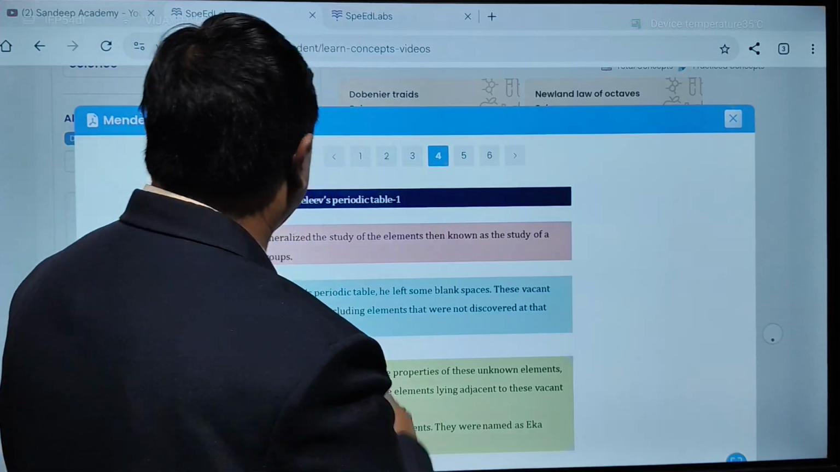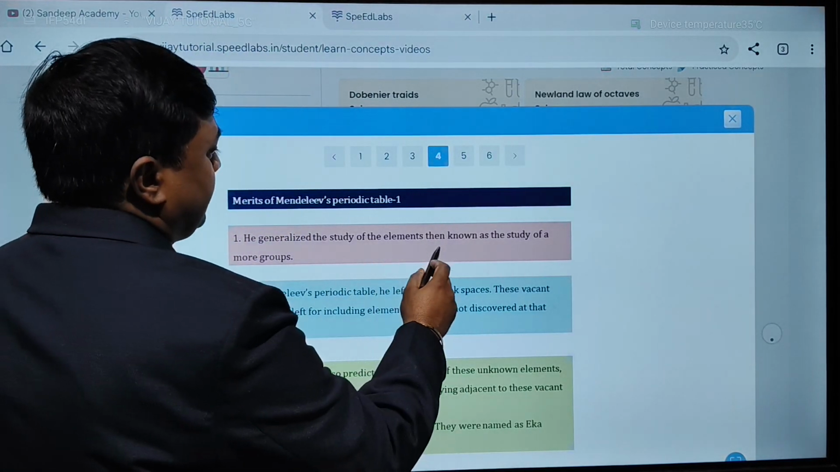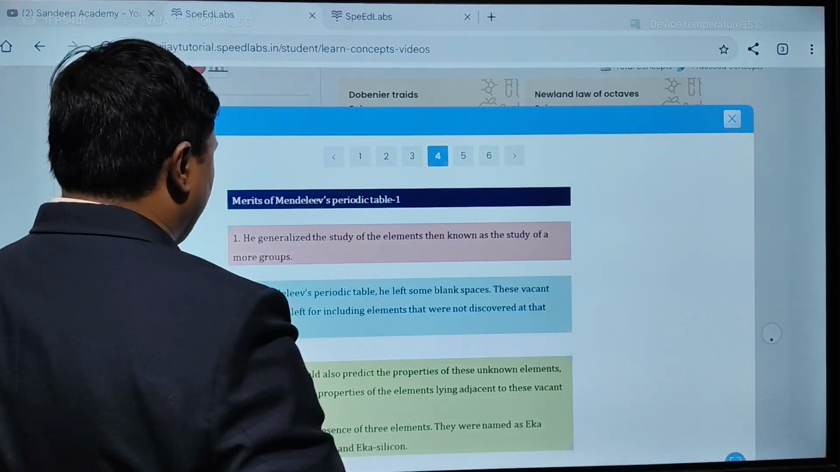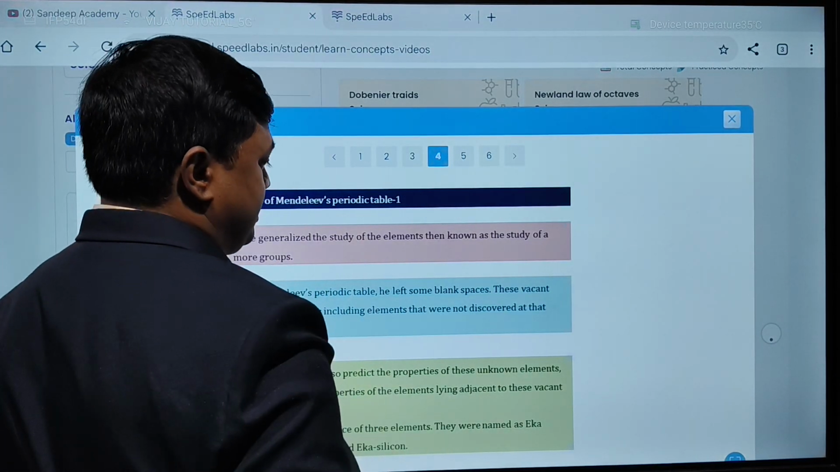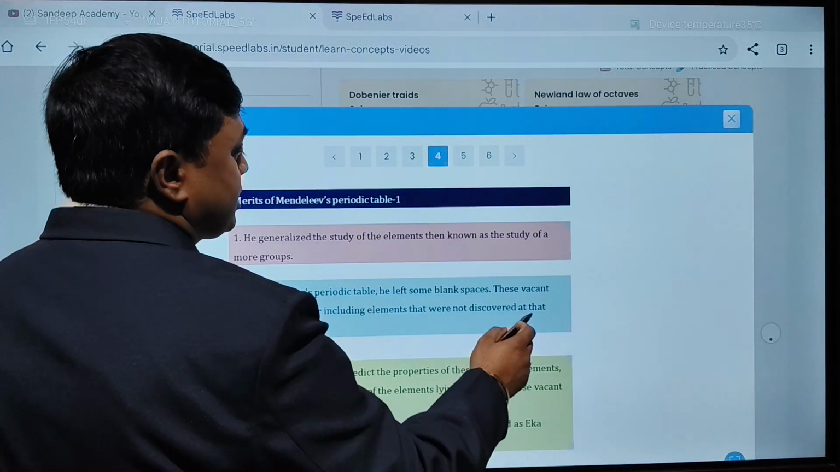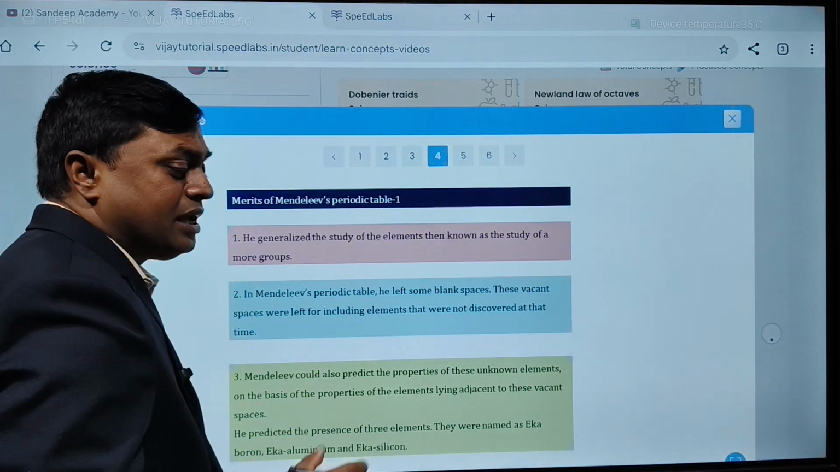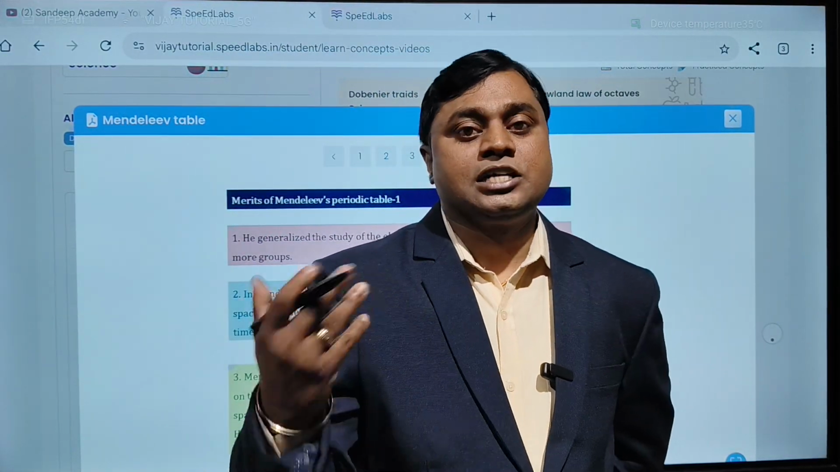Now, when you talk about the merits of Mendeleev's periodic table, he generalized the study of elements then known as the study of groups. In Mendeleev's periodic table, he left some blank spaces. These vacant spaces were left for including elements that were not discovered at that time. It means he had left some gaps for future, undiscovered elements.